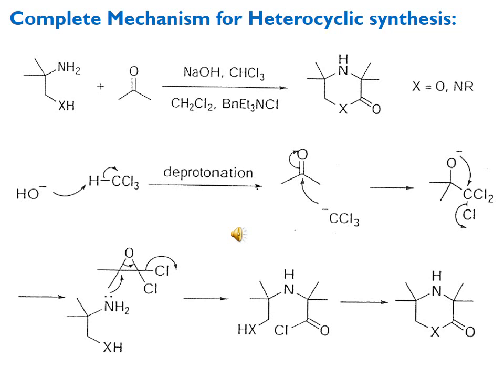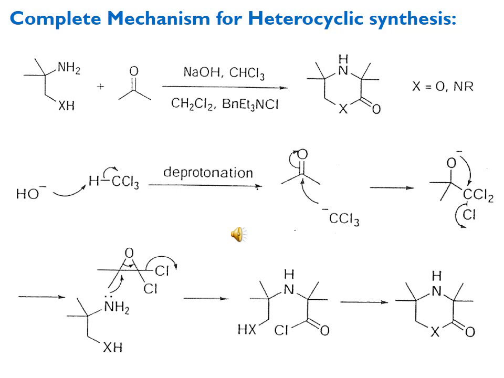First, the overall reaction is written, in which a diamino group when X is nitrogen, or amino alcohol functionality when X is oxygen, interacts with a ketone in the presence of sodium hydroxide and chloroform as reacting reagents, and DCM, dichloromethane, as a solvent, and benzyl triethyl ammonium chloride as a catalyst, and we get a 6-membered cyclic heterocyclic ring, which, if X is oxygen, is known as morpholinone, and if X is nitrogen, then it is known as piperazinone.